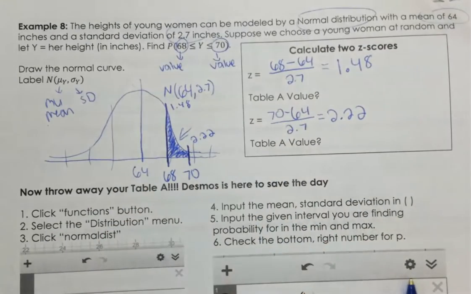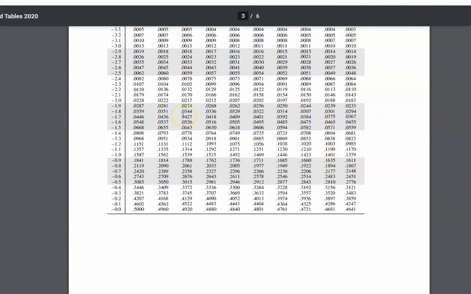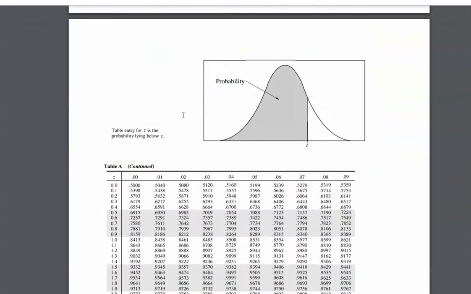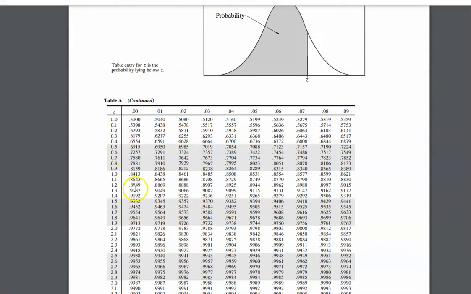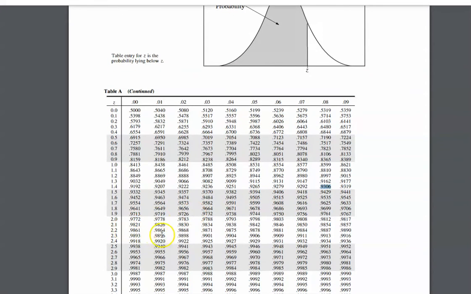So let's go ahead and pull up our table A and get the table A values. So my first number is 1.48. Okay, so my table A value there is 0.9306. My second z-score is 2.22, which will be right there. 0.9868.